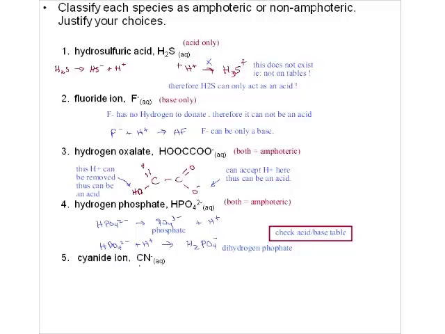And finally, another example. We're looking at the cyanide ion. At first glance, the cyanide ion doesn't have any hydrogen, so it cannot be an acid. But it can attract the hydrogen to be HCN, so therefore it can be a base. So this guy can be a base only. In order for it to be amphoteric, it has to have a hydrogen that can be donated, and it has to have a spot where it can accept a hydrogen. Okay, finished.